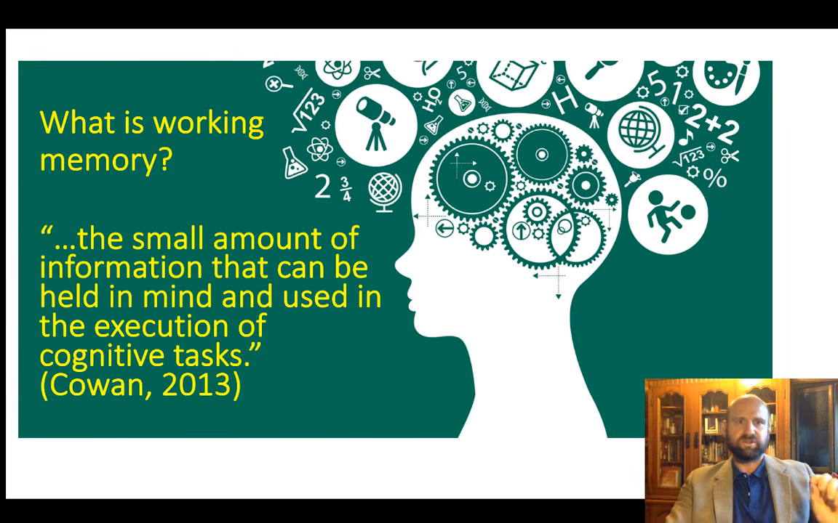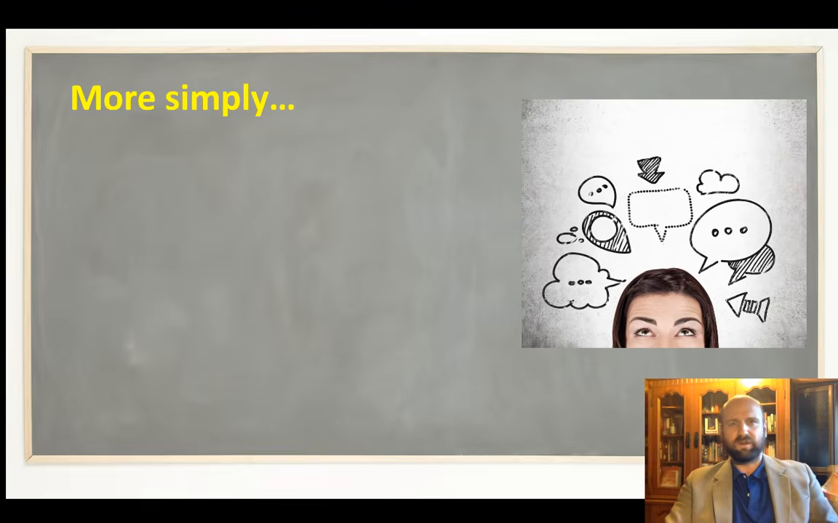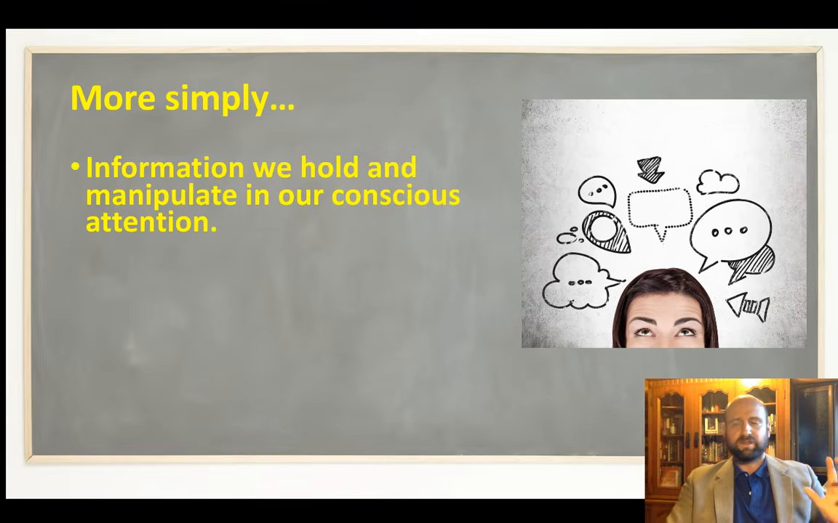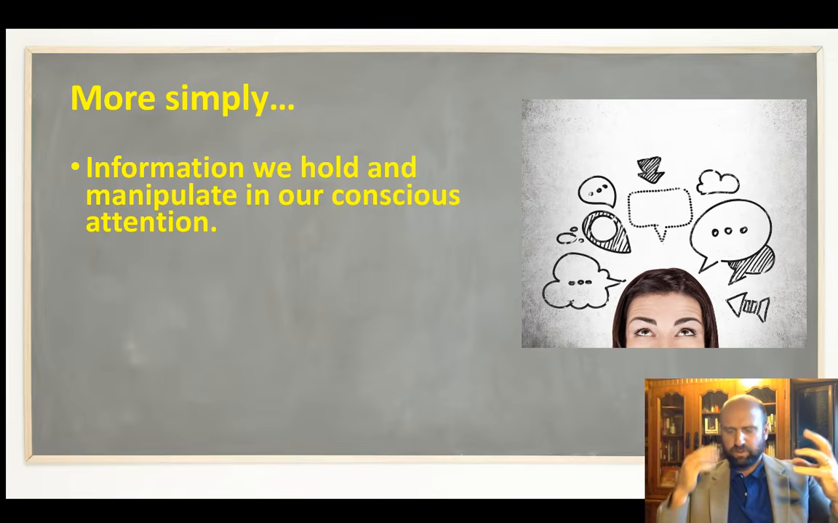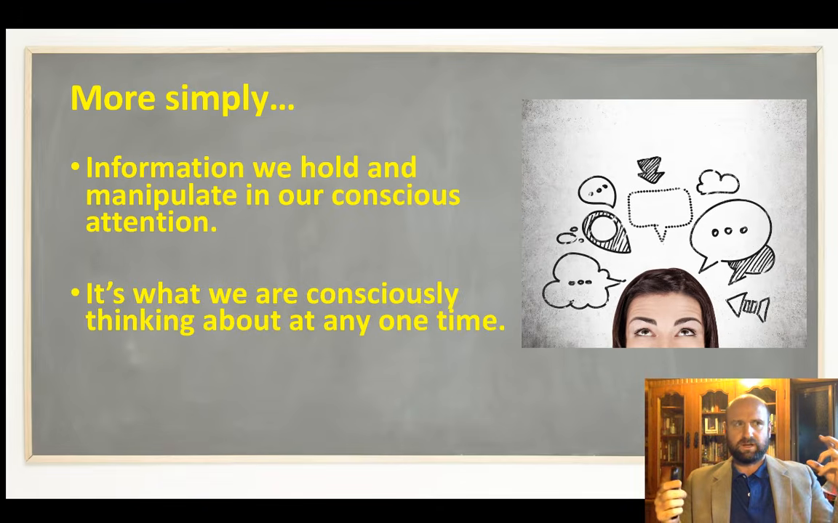So, the definition of working memory: the small amount of information that can be held in the mind and used in the execution of cognitive tasks. That's an important definition to remember, but what does that mean? Let's put it a little bit more simply. It's the information we hold in our conscious attention. We can hold it, we can manipulate it, we can think about it. It's what we're consciously processing or thinking about at any one time.